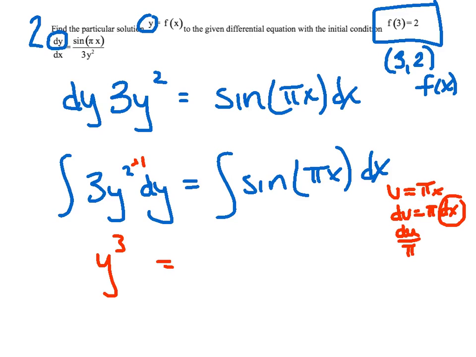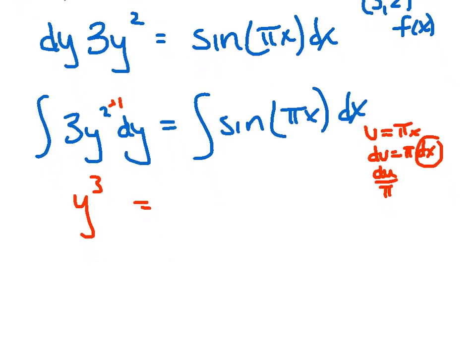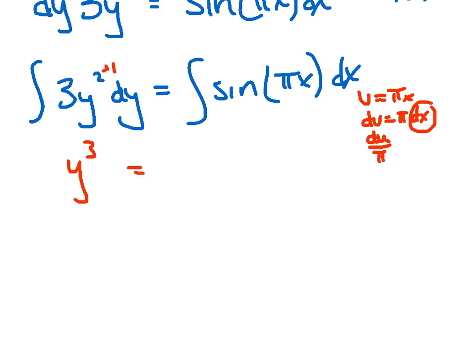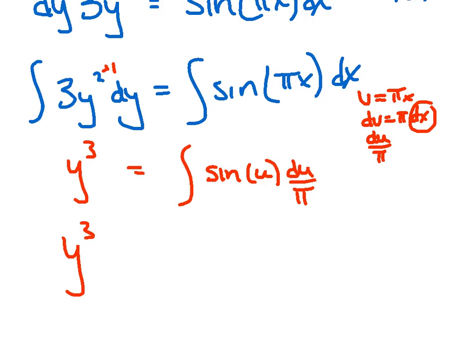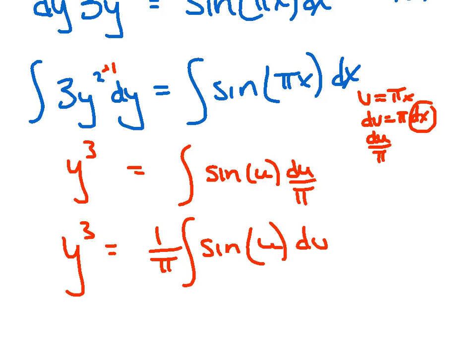over pi. All right, so again, this is work off to the side, and this is how 99% of them are going to be. So I really have the integral of the sine of u times du over pi. Okay, now I'm going to rewrite this. You'll notice I already integrated the left side, so I'm done with that side. I'm going to pull out the 1 over pi. I'm keeping the integral because I have not integrated yet. All I did was u sub. I have not integrated.